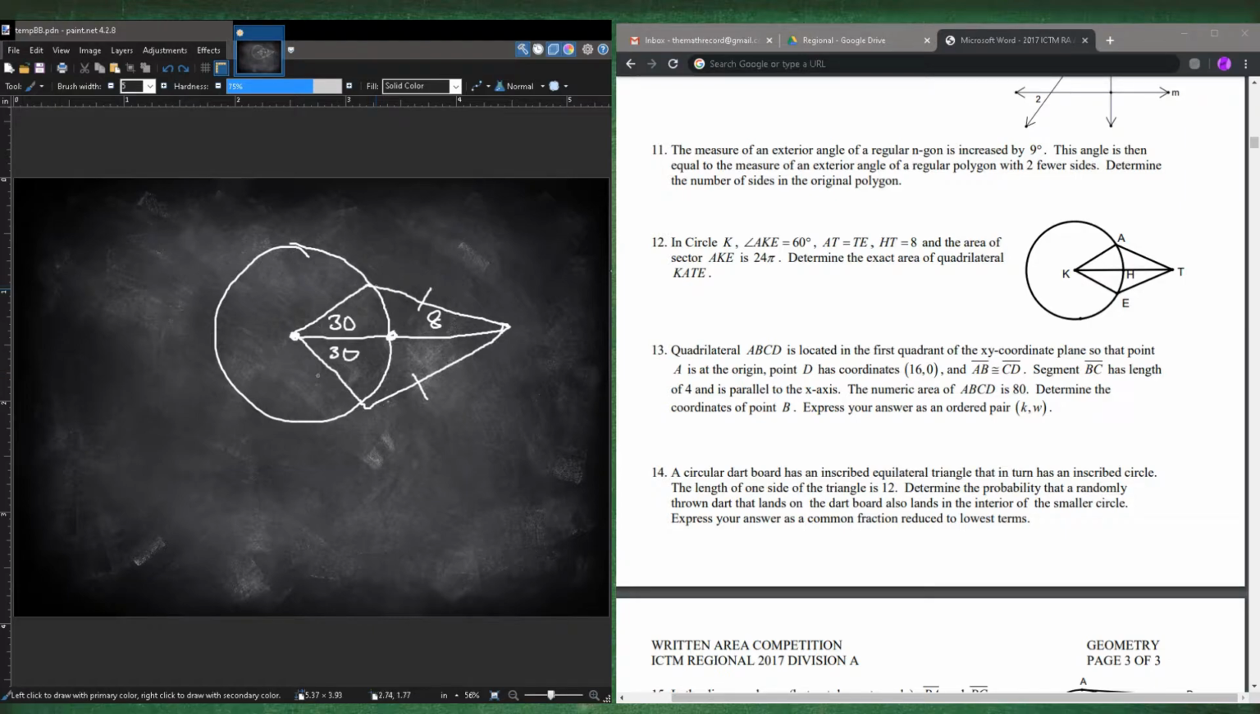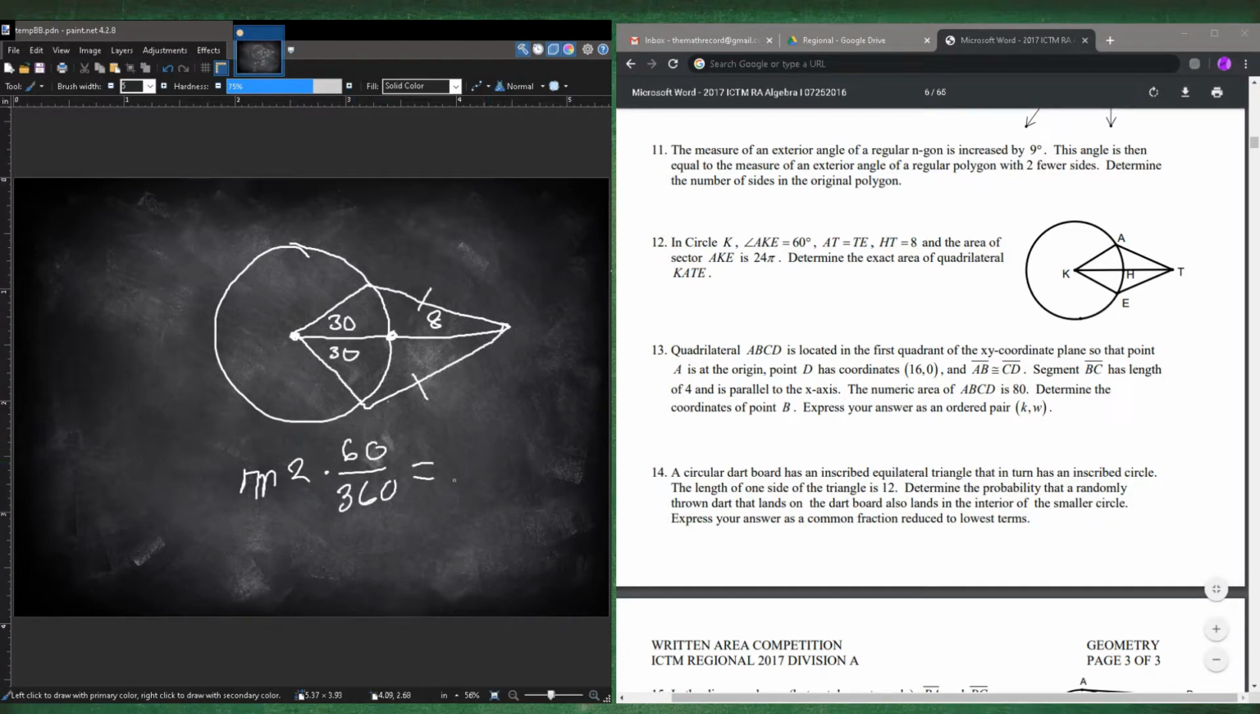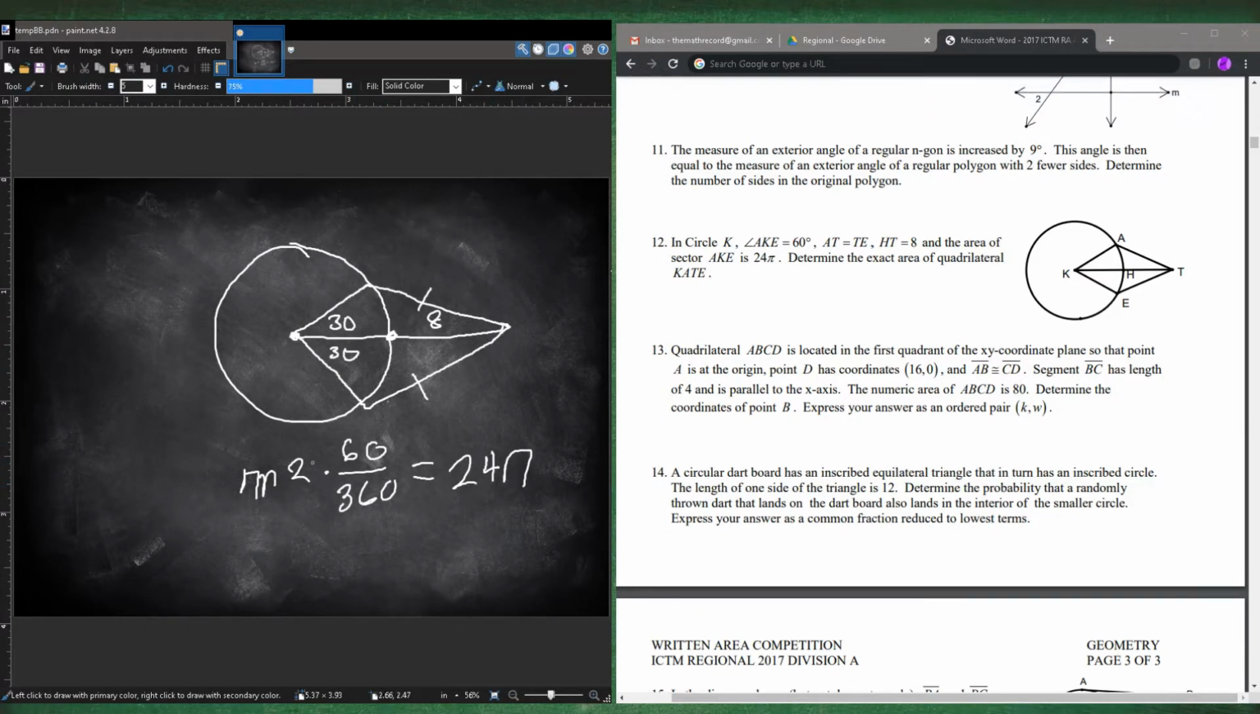The area formula is pi radius squared, as I said before, right? But since you only have a sector of it, this is 60 degrees out of the entire circle, which is 360. So this area is only 1/6 of the entire circle, and that area is 24 pi. So pi radius squared divided by 6 is equal to 24 pi.